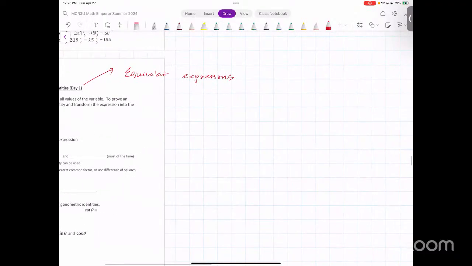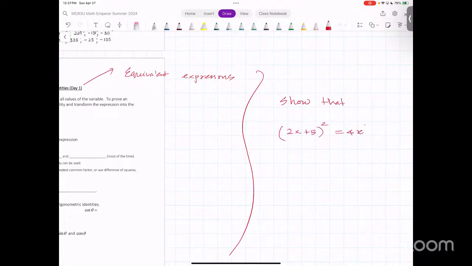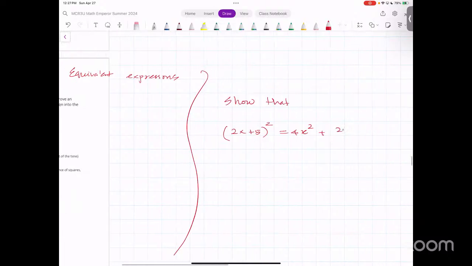So let's go back to something related to algebra. If I say show that (2x plus 5) squared is equal to 4x squared plus 20x plus 25, how would you do that? If I asked you to show that, what would you do, Harsha? Okay, you can factor it. But say another way you can do it. She said you can factor it. Exactly, you can expand it.